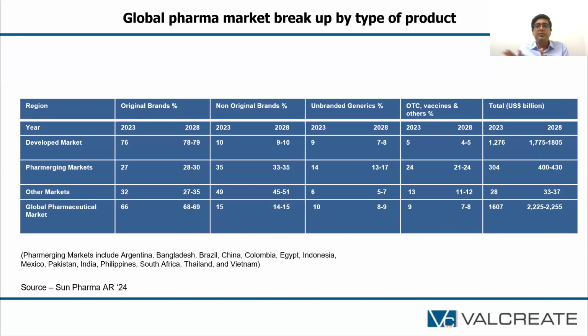So most of the developed markets will have more original brands, and the pharma emerging markets will have original and non-original brands, but again, these will be more branded generics. And then you have a very small proportion of unbranded generics in pharma emerging markets, which are called trade generics, which I just mentioned. And the last part is obviously OTC and vaccines, which is also a market which we consider as a part of the pharma market because it serves the same end purpose of curing diseases.